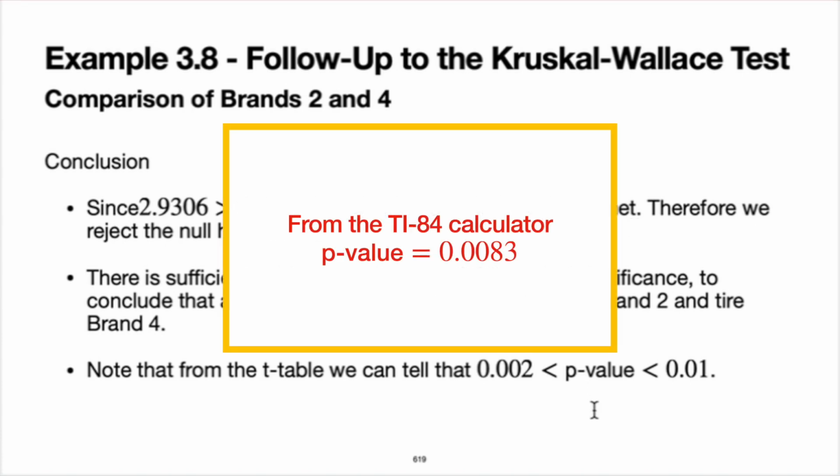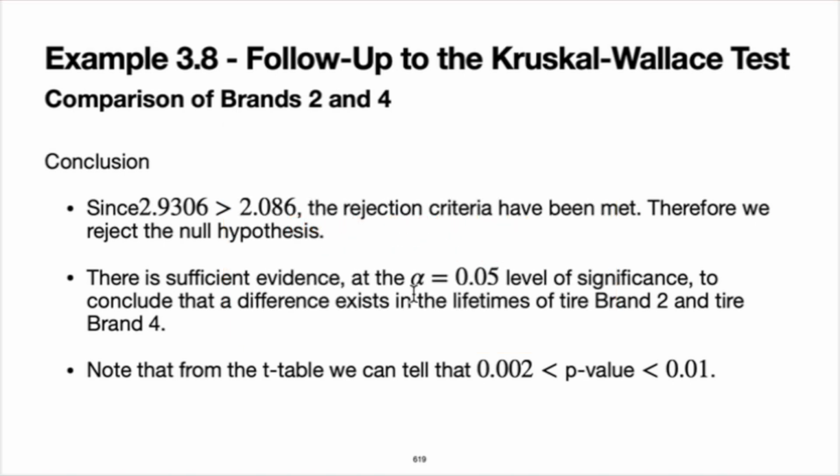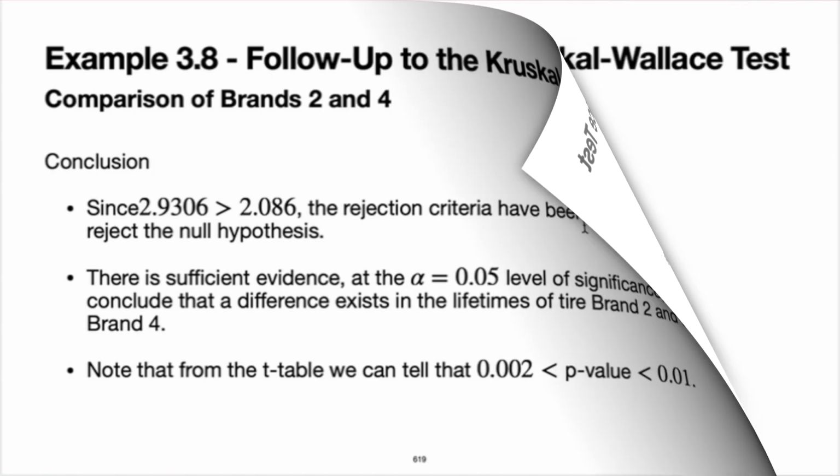And finally, we can discern from the t-table and the value of the test statistic that the p-value for the test is greater than 0.002 and strictly less than 0.01. And so from that we can see that we would not only reject at the 0.05 level, but we would reject at the 0.01 level of significance as well.